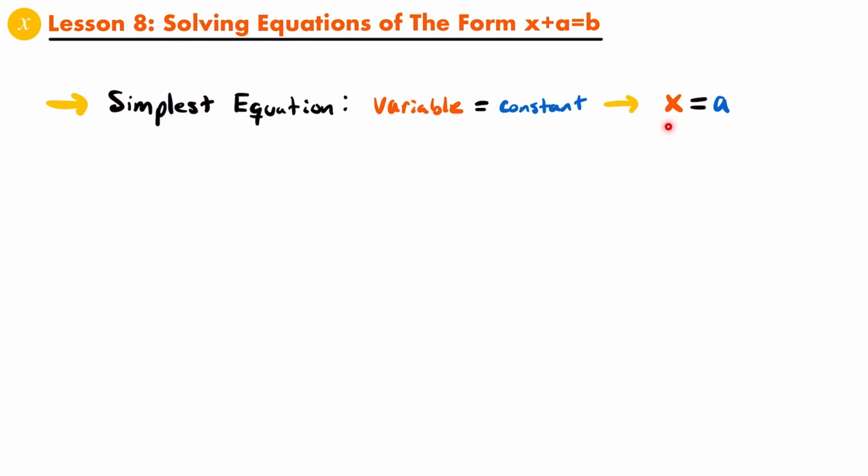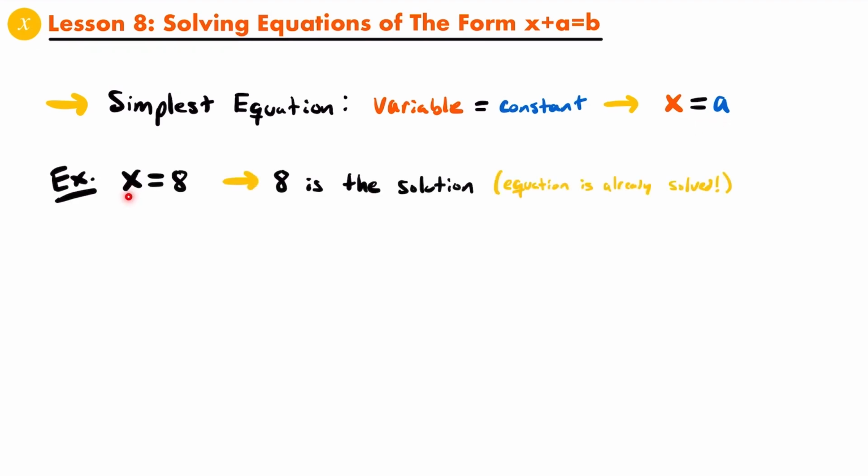An equation of x equals a is the easiest equation to solve because it's already solved. Right? The constant would be the solution. It's the value for the variable that would make the equation true. So for example, if we have the equation x equals 8, which would be a variable equal to a constant, 8 is very clearly the solution. The equation is already solved because when x equals 8, this equation is true.